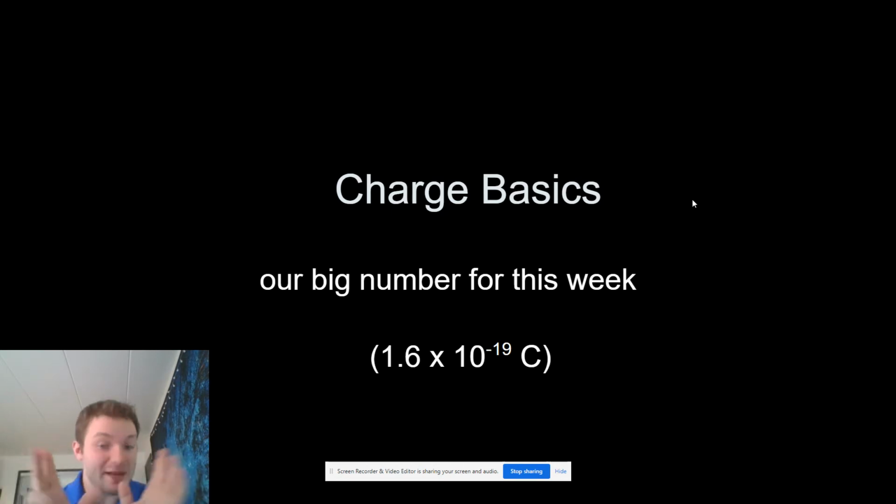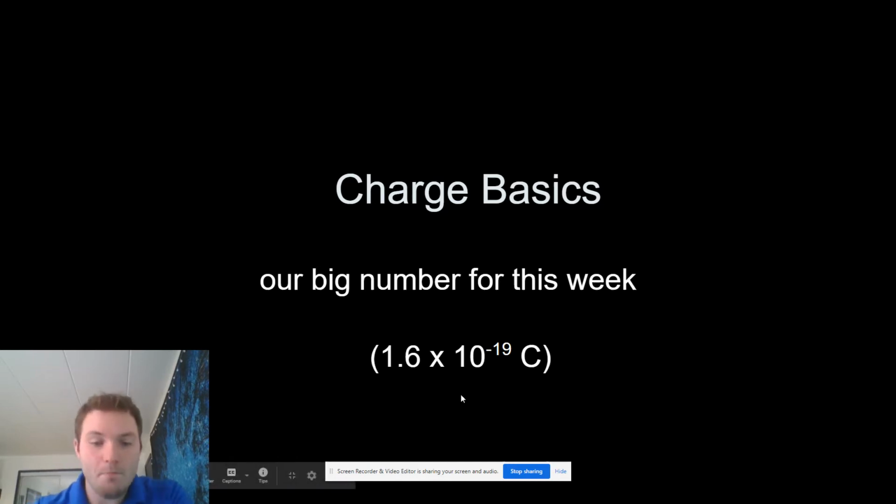So we have a really big number this week that'll get explained later. This 1.6 times 10 to the negative 19 coulombs is going to be a really big deal for us. Coulombs, we'll get into it later, is the unit for electric charge. So if I wanted to say how much charge something has, you can give me an answer in coulombs.